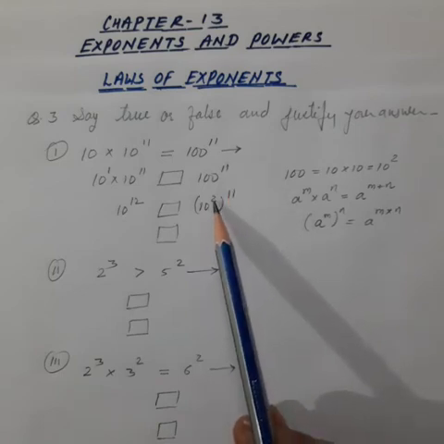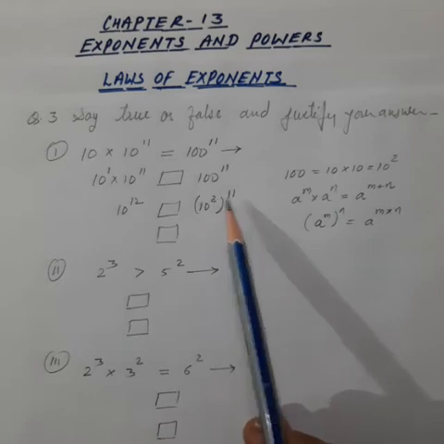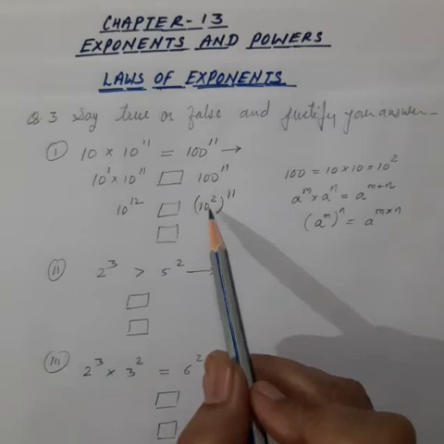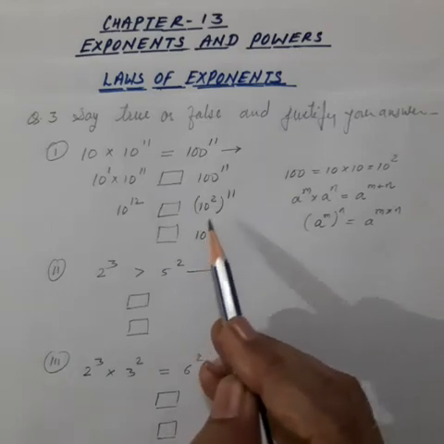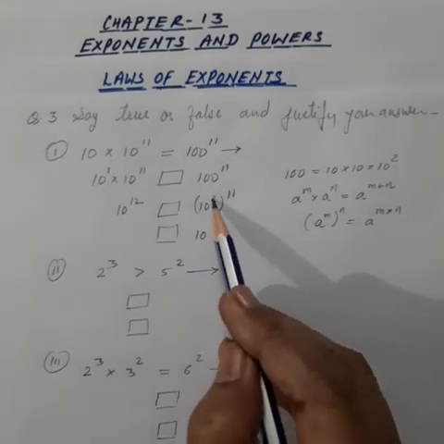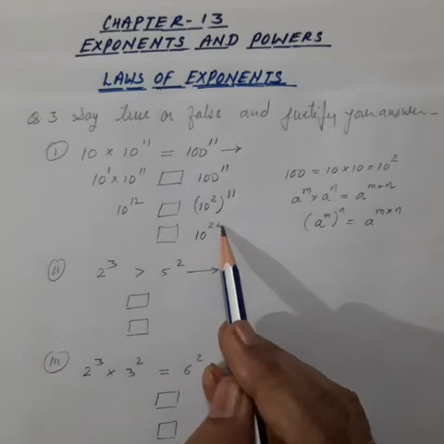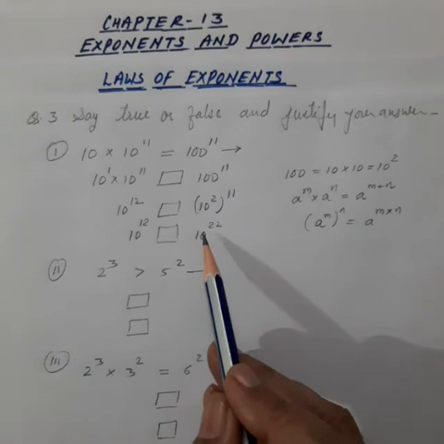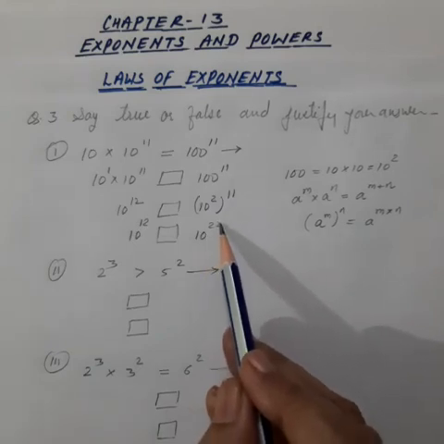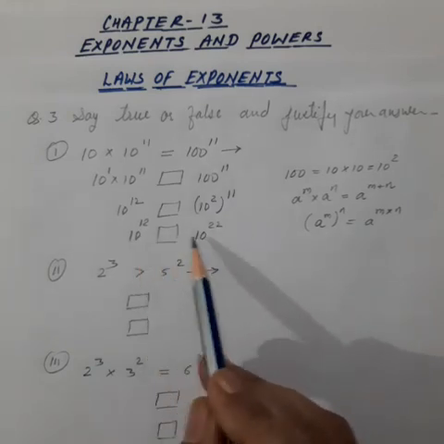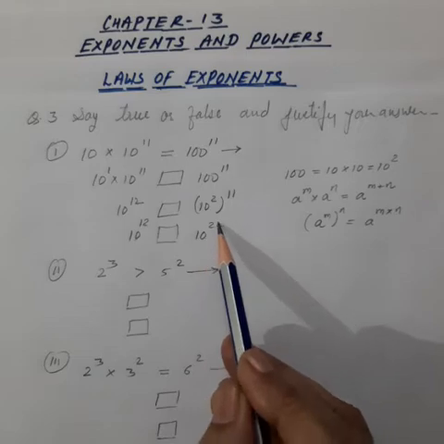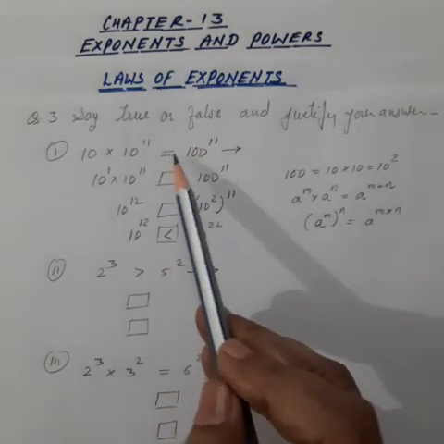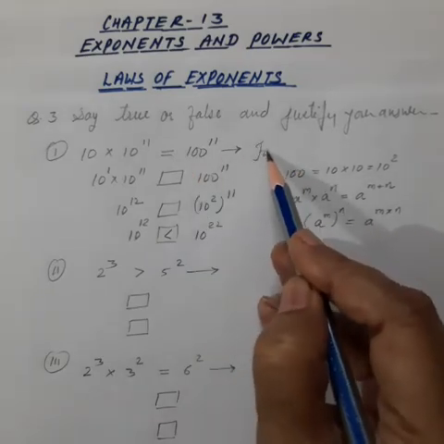Now, while taking power of power, we have to multiply the powers. Take the base same 10 and multiply the powers. 2 11s are 22. Left hand side is 10 raised to the power 12 and right hand side is 10 raised to the power 22. Bases are same. So the number with greater power is greater. But here it is given equal. So statement is false.